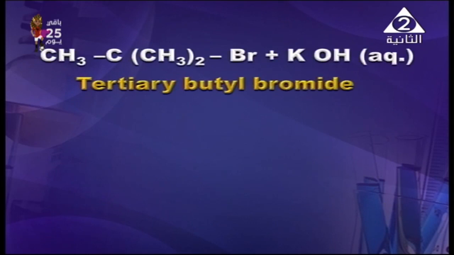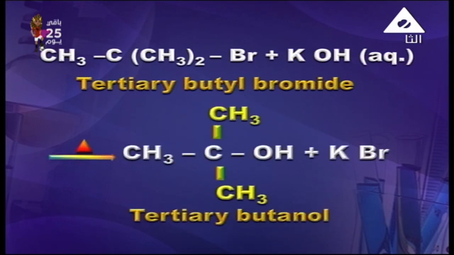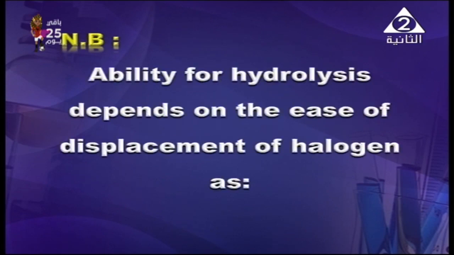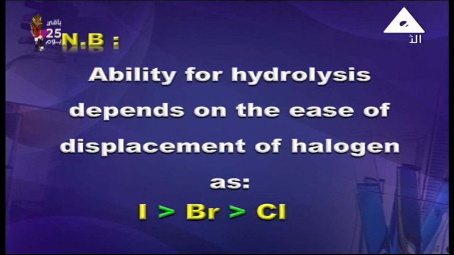On reacting tertiary butyl chloride with potassium hydroxide in aqueous solution, this is a tertiary alkyl halide, as the halogen atom is attached to a carbon joined to 3 radicals. On hydrolysis, it gives tertiary butanol, where the carbon of the carbinol group is also attached to 3 alkyl radicals. My dear student, notice that the ability for hydrolysis depends on the ease of displacement of halogen, as iodide more than bromide more than chloride.